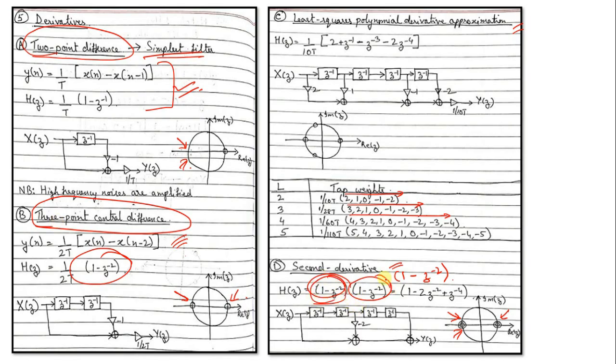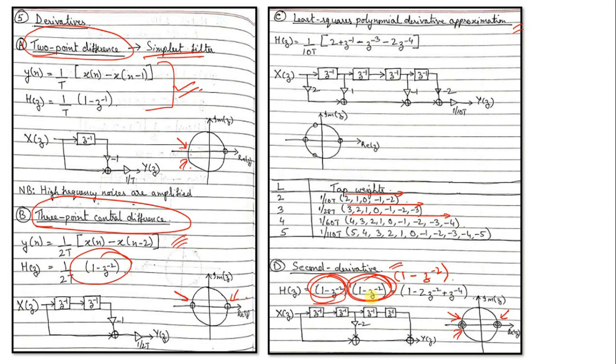Because you are using the first order derivative filter twice. When you use it twice, what will it do? If you use the 2-point difference filter at the initial stage, it will amplify the noise. Again, that noise will go to the second stage, and it will be amplified further. So you will get more and more noise components, which is not desirable. Okay, with this we complete this topic.